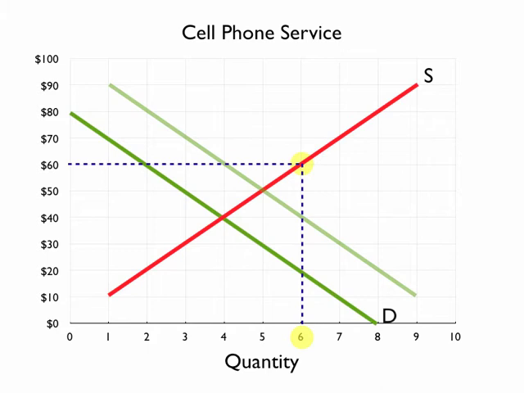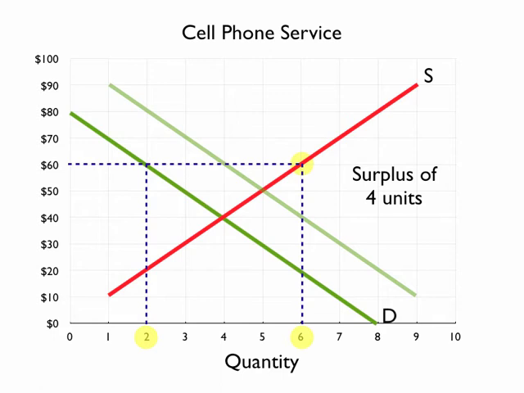In that event, can you calculate what the situation would be at a $60 price? Well, we still have suppliers willing to supply 6 units at $60, but note where the new demand curve intersects the $60 price line. That would be back at 2 units. So we end up with a surplus of 4 units. There are 6 units supplied, but only 2 units demanded at that price level.